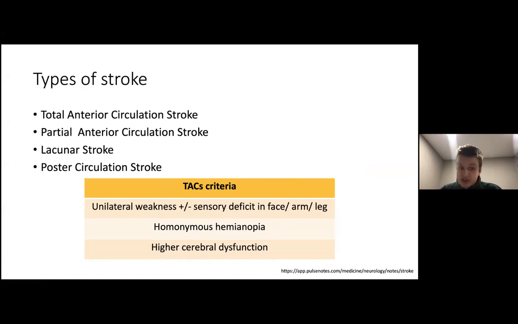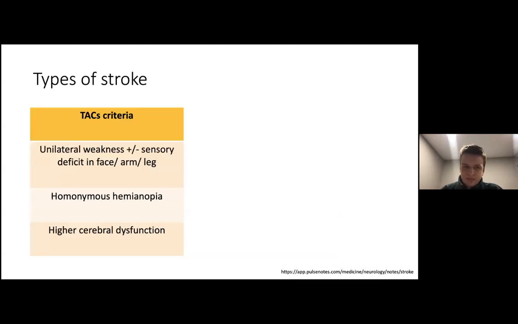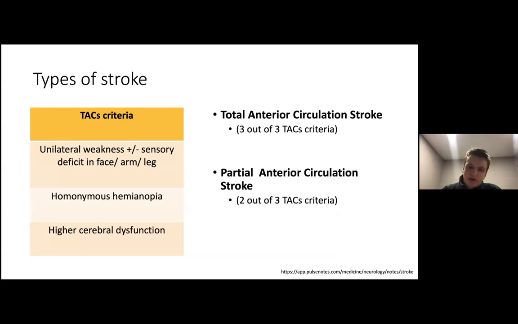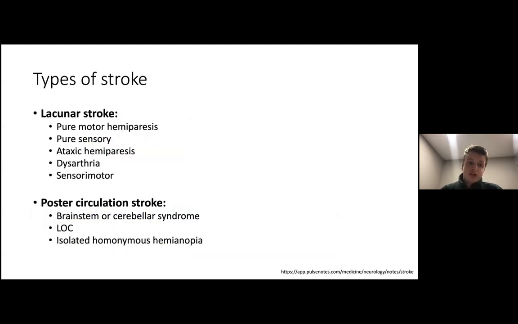Lacunar and posterior circulation strokes have their own criteria as well. As I said, total and partial refer to this criteria: unilateral weakness, visual disturbance, and higher cerebral dysfunction. And lacunar stroke presents with other symptoms such as pure motor hemiparesis, so lack of motor movement on one side. It can be pure sensory as well.